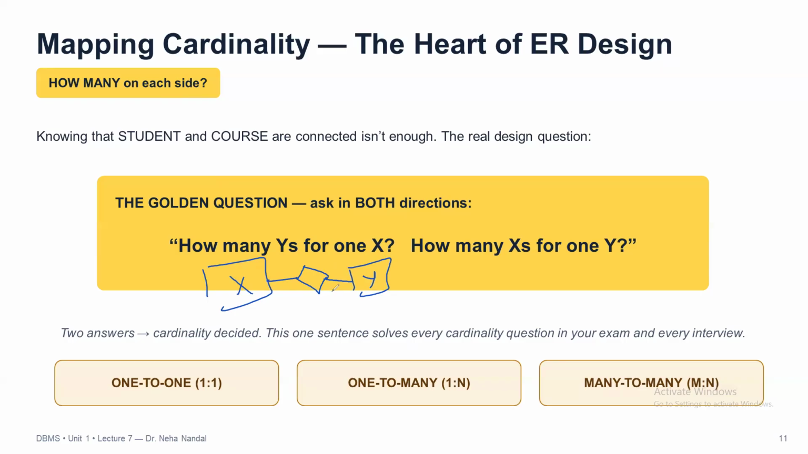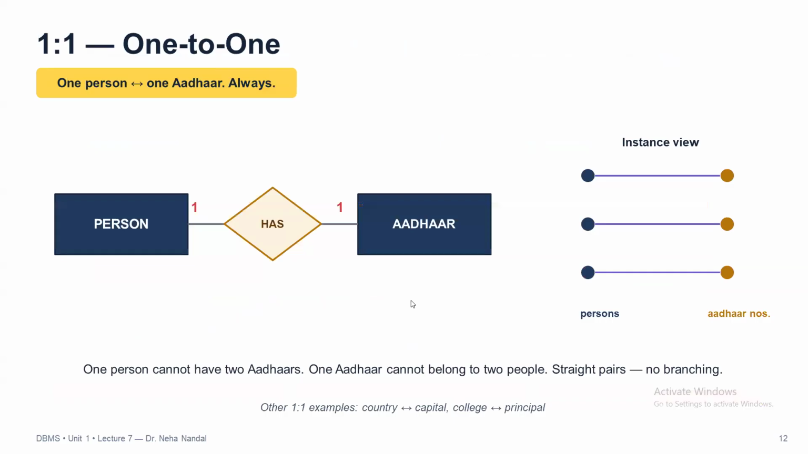So let's see, there are different categories in which cardinality is designed: one-to-one relationship, one-to-many relationship, and many-to-many. One-to-one is represented with the ratio 1:1, one-to-many is represented 1:n, and many-to-many is m:n. Let's explore them one by one. What are they? So the first one is the one-to-one relationship.